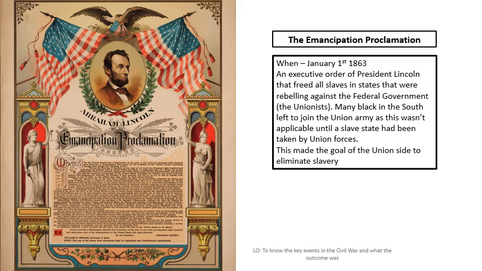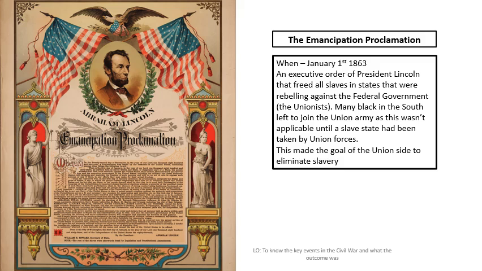Many blacks in the South left to join the Union Army, as this wasn't applicable until a slave state had been taken by Union forces. So lots of blacks went north and joined the Union Army to fight against the slave states in the South. Slavery in a particular state was only banned when the state had been taken over by the Union Army.